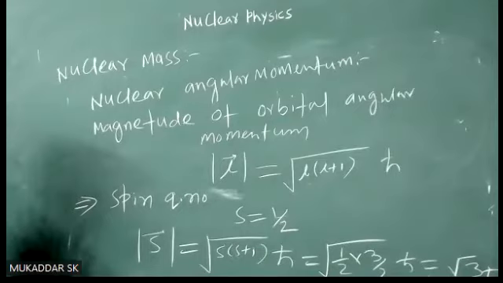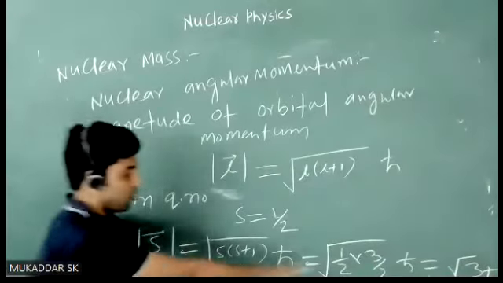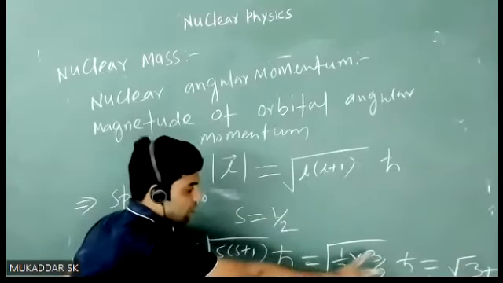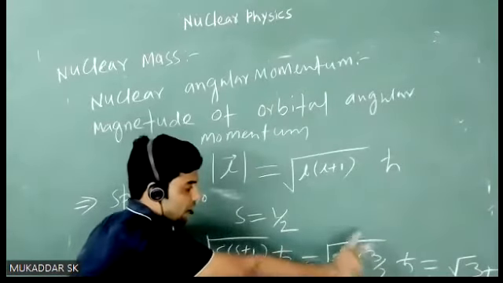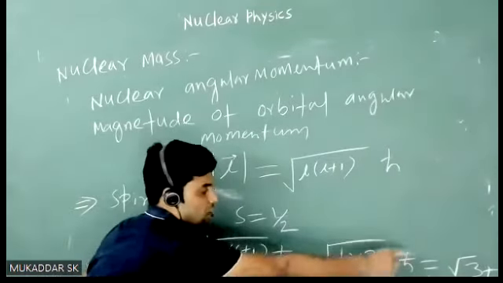Yes, √3/2 h cross, because inside the square root you have half into 3/2, that will give you 3/4, and its square root will provide you √3/2, and h cross is outside that square root.